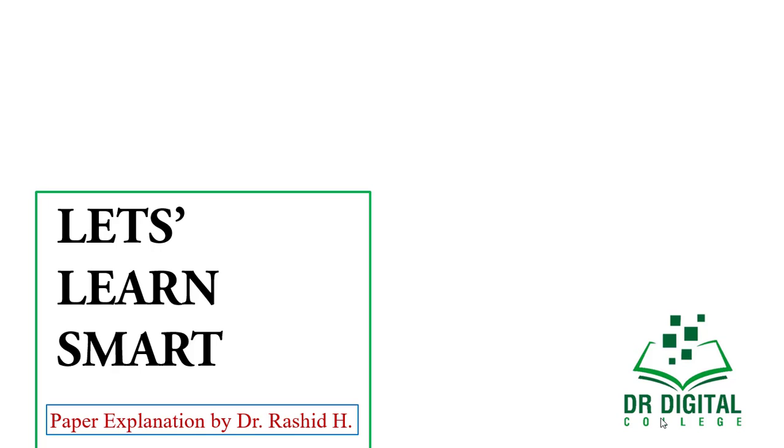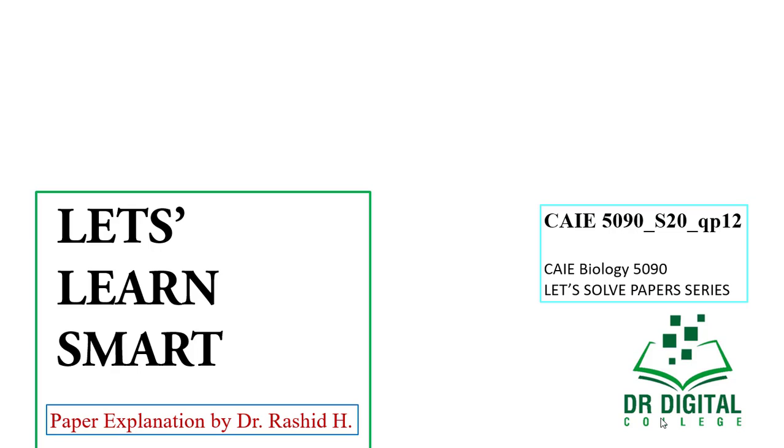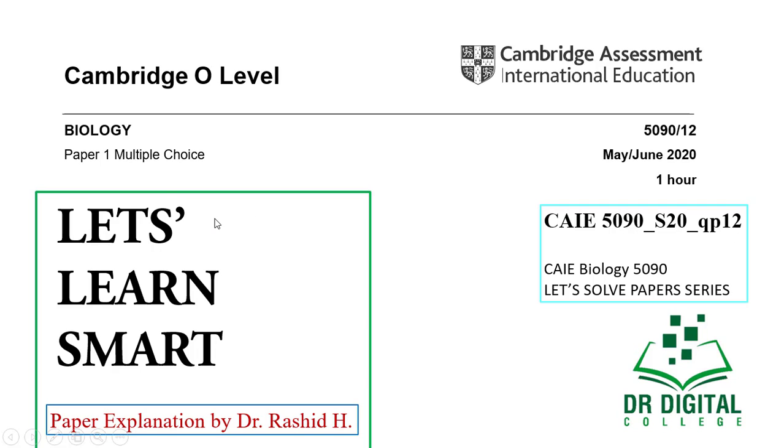It's Dr. Rashid Hashmi explaining the paper for Cambridge Assessment International Examination Biology 5090 for summer 2020 variant 1-2. You know that this is a multiple choice questions paper, MCQ paper, for which we have a total of 1 hour to solve. Here we may take more than 1 hour because we'll be explaining why some answer is wrong for some question while the others are correct.